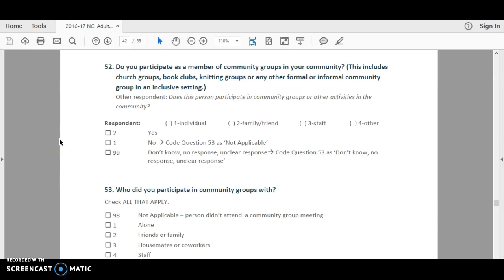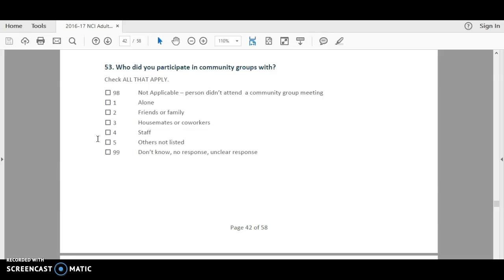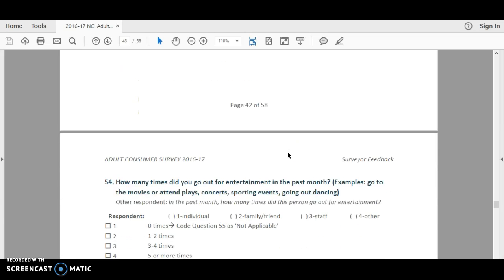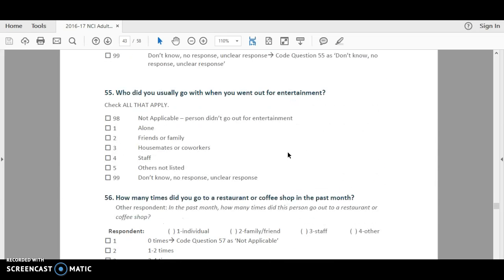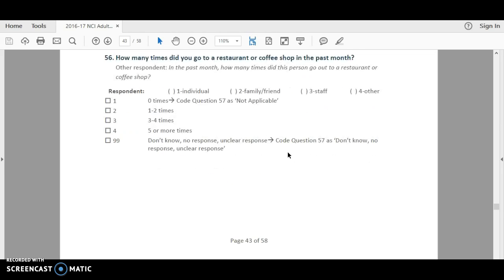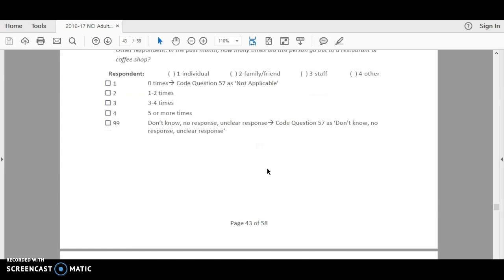For this question, we are only looking for a yes or no response. We don't need the frequency of participation, but we do still want to know who the person typically participates with, and that doesn't mean who are the people who are in that group, but who is the person going with to attend that group. Then we ask about entertainment. Going out to a restaurant or coffee shop. This means going in and sitting down at a restaurant or a coffee shop to have a meal, not going through a drive-through and then heading home to eat.